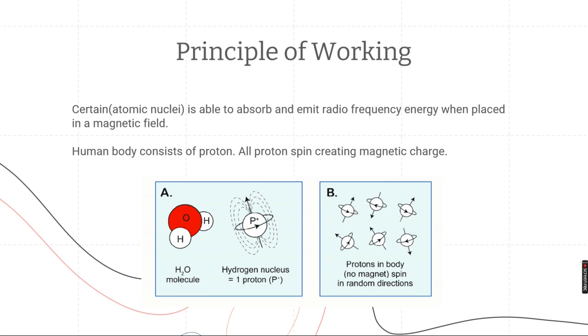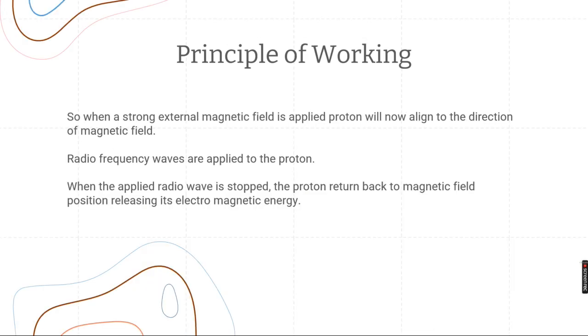Principle of working. Certain atomic nuclei are able to absorb and emit radio frequency energy when placed in a magnetic field. Human body consists of protons. All protons spin, creating a magnetic charge. So when an external magnetic field is applied, protons will align to the direction of the magnetic field. Radio frequency waves are applied to the protons. When the applied radio wave is stopped, the protons return back to the magnetic field position, releasing their electromagnetic energy.